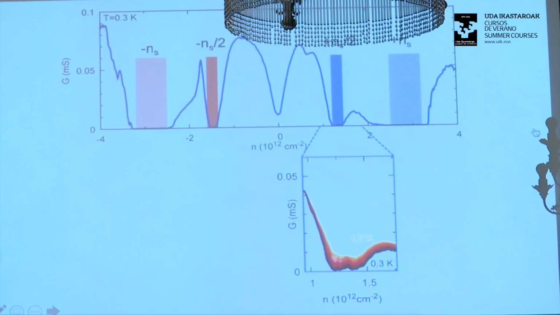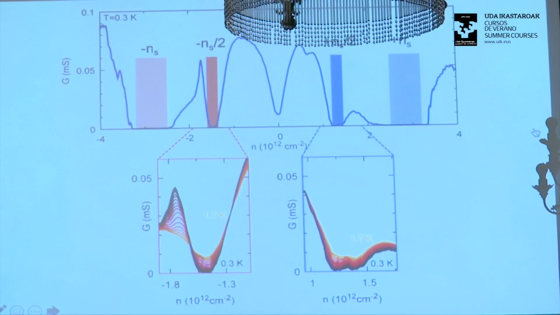However, when we look around the correlated insulator state for holes, we saw that, sure, right at the insulating state the conductance decreases when you cool down, but a little bit next to it, this conductance got enhanced very much as you were cooling down, okay? So this conductance enhancement, when my students showed me this data, I was like, what, what's that thing?